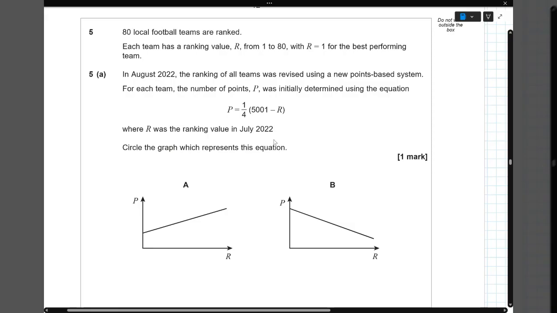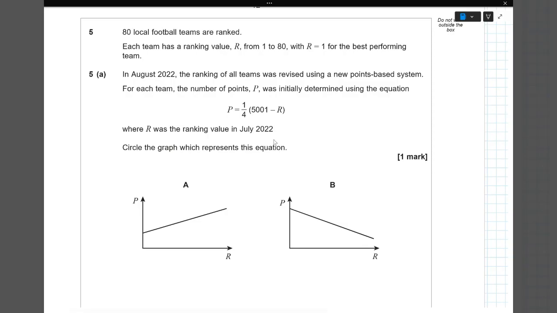Let's get into it. 80 local football teams are ranked. Each team has a ranking value of R from 1 to 80, with R equal to 1 for the best performing team. In August 2022, the ranking of all teams was revised using a new points-based system. For each team, the number of points P was initially determined using the equation below, where R was the ranking value in July 2022.